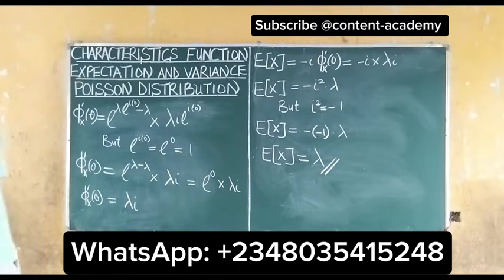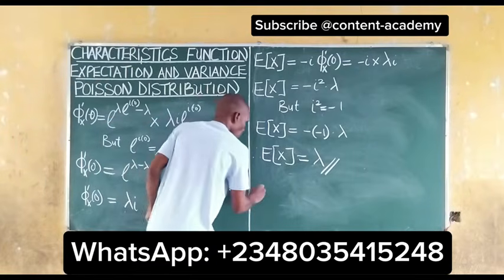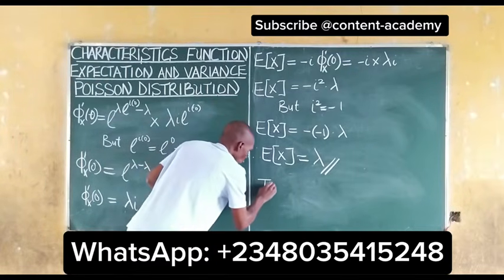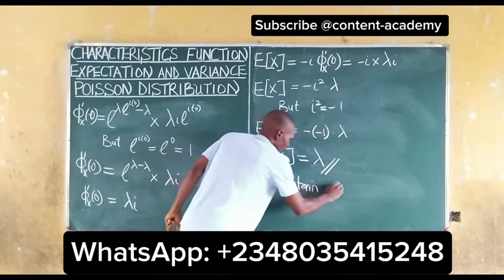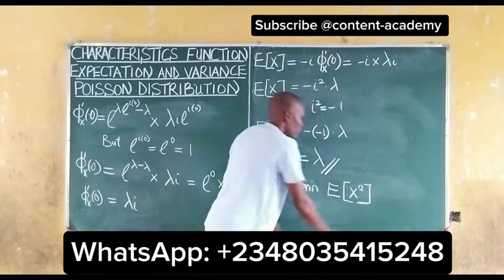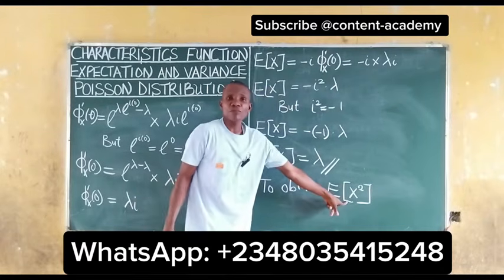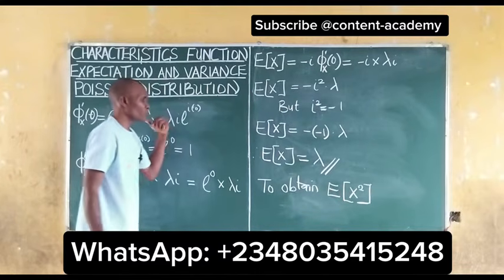The next thing to do is to obtain the expected value of x squared, because this will enable us to obtain the variance for the Poisson distribution.